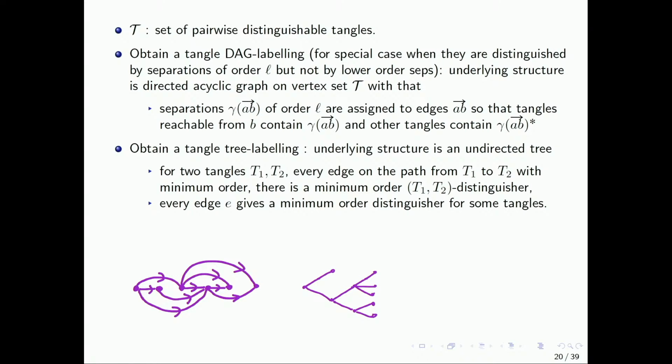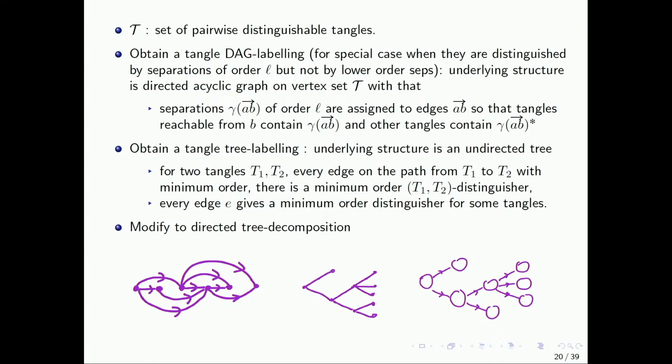And then we modify this DAG-labelling to the undirected tangle tree labeling with actually almost the same property. Like undirected graphs, where the tangles are assigned, and then for any pair of tangles, you can find the minimum order distinguisher on the path. So this is quite a tight result, but to modify this to the directed tree decomposition is quite complicated because we cannot always uncross the separations. So we need to extract some empty parts somewhere to make the real directed tree decomposition.